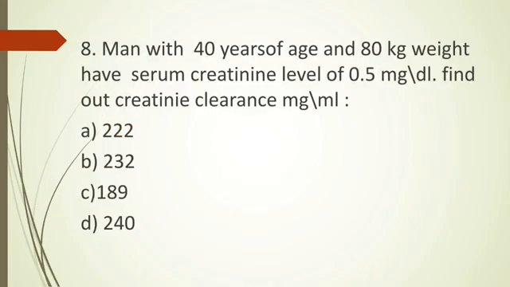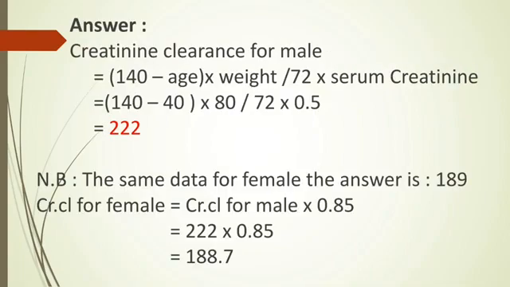So here the question is about a man with 40 years of age, 80 kilogram weight and serum creatinine level 0.5 milligram per deciliter. So the creatinine clearance of male can be calculated by using the equation: 140 minus age into weight divided by 72 into serum creatinine level.